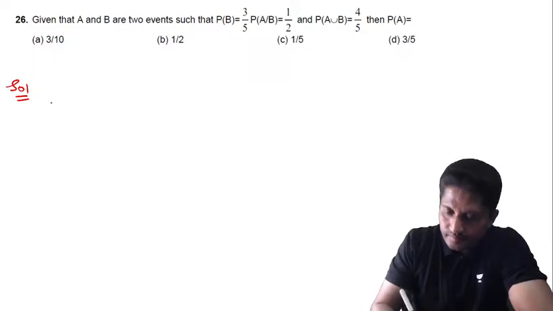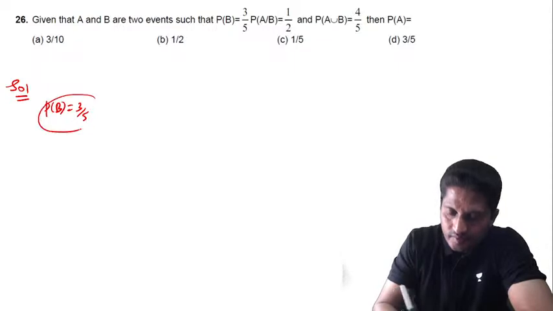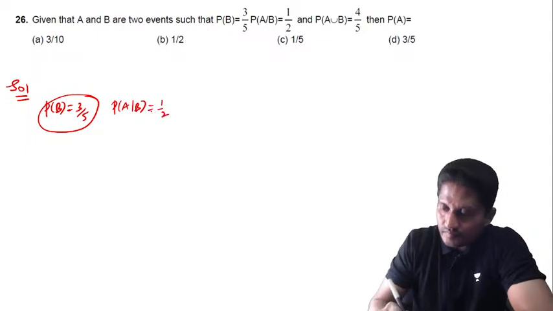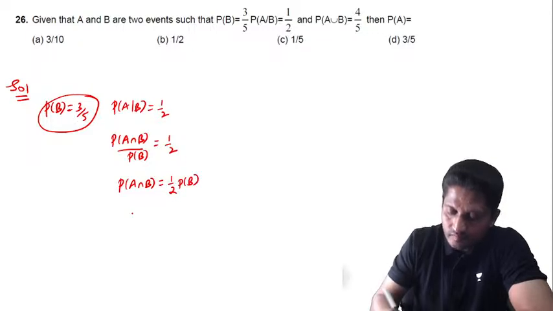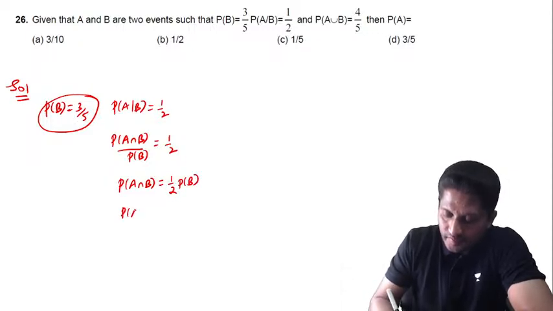P of A given, P of B is equal to 3 by 5, right? And P of A given B is equal to 1 by 2. Now P of A given B is P of A intersection B divided by P of B, which is equal to 1 by 2. If I cross multiply, P of A intersection B is equal to half into P of B. Okay, so P of A intersection B is equal to half into 3 by 5, which is equal to 3 by 10.